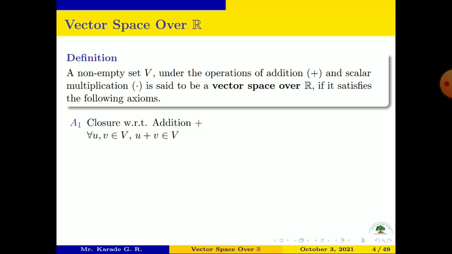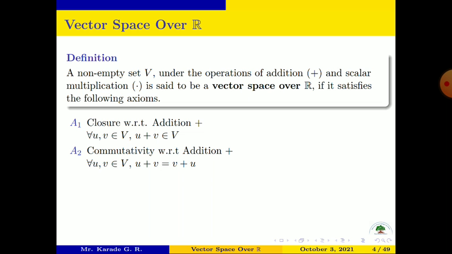So that is the first condition. Our second condition is commutativity with respect to addition. So what is that axiom? We write here. For all u, v belongs to V, u plus v must be equal to v plus u in V. It must be satisfied in V.